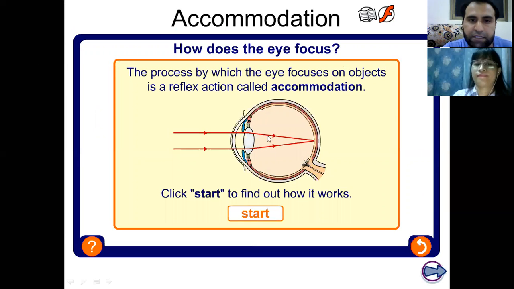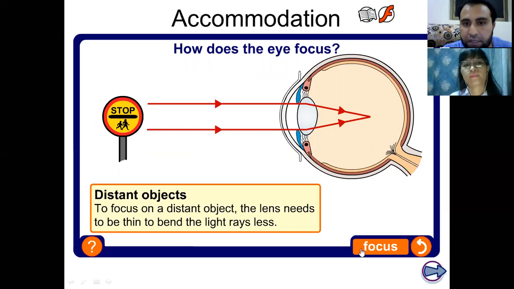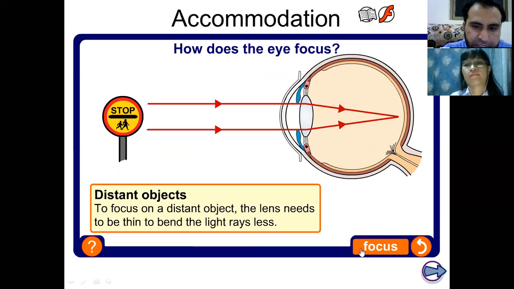Now we will see how the eye focuses the light. First of all, let's suppose it's a distant object, a far away object. What are the changes that will come in that? We should focus here on the ciliary muscle, the suspensory ligament, and the lens. What is happening with all of these? You can see here now.